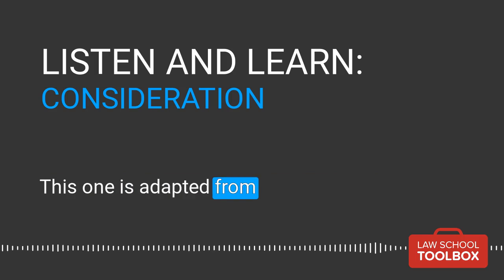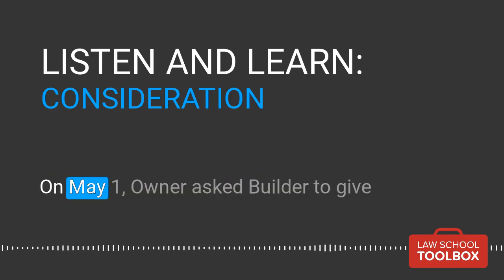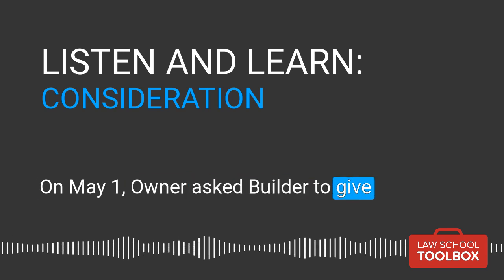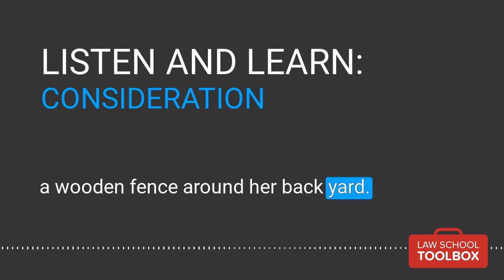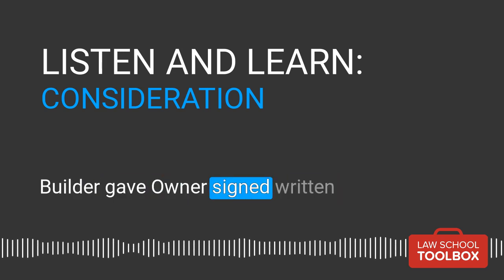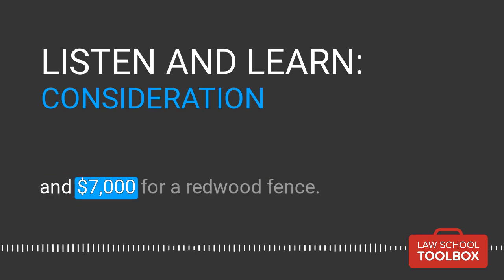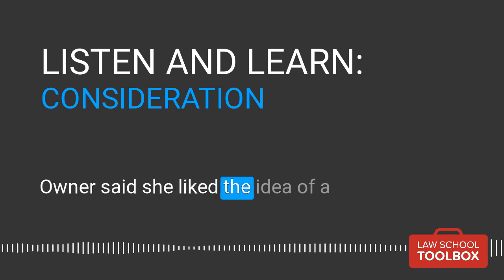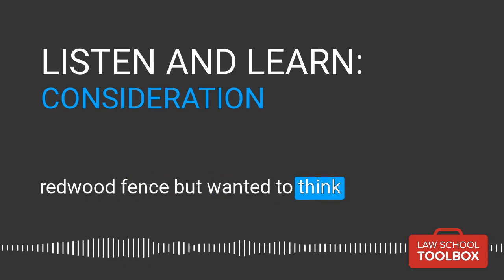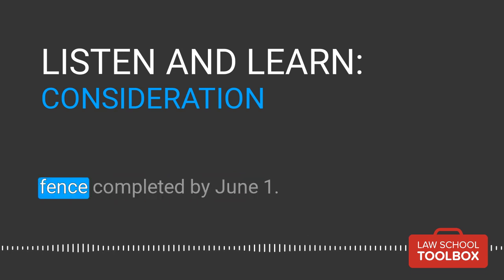This one is adapted from the July 2008 California bar. On May 1st, owner asked builder to give her an estimate for the cost of building a wooden fence around her backyard. Builder gave owner signed written estimates for $4,000 for a cedar fence and $7,000 for a redwood fence. Owner said she liked the idea of a redwood fence, but wanted to think about it before making a decision. In any case, she wanted the fence completed by June 1st.